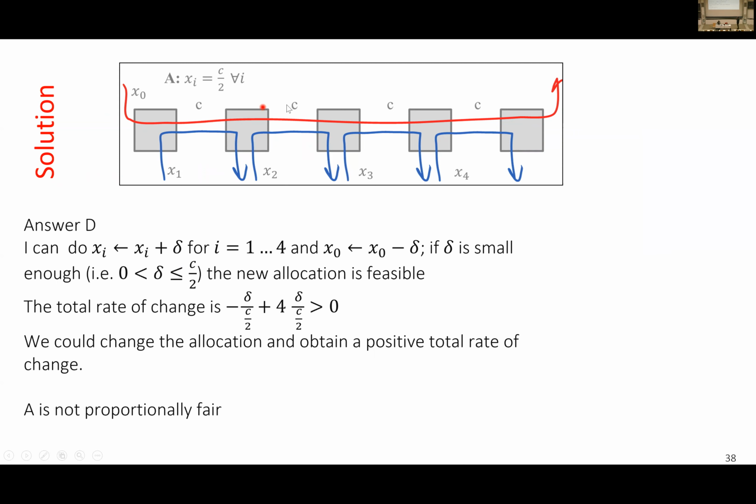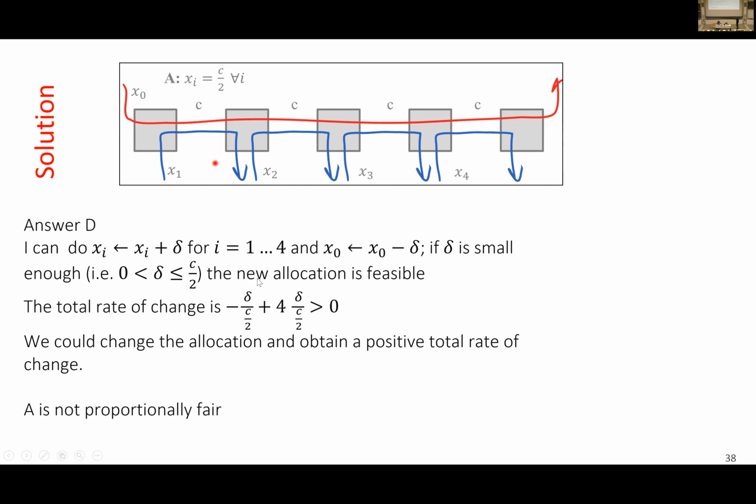And the intuition is the red flow, which gets half of the rate, should get less. So let's try to decrease the rate of the red flow by delta, which allows us to increase the rate of the other flows by the same delta. And if delta is small enough, if delta is less than C/2, this is feasible. That's a feasible allocation. Now, what is the total rate of change?